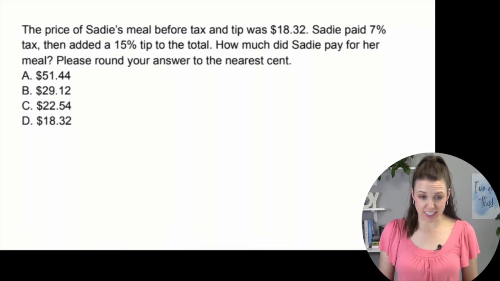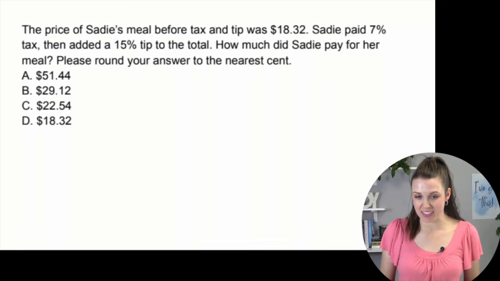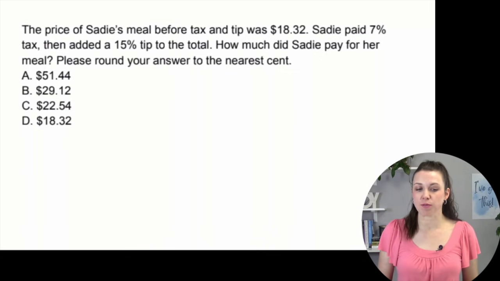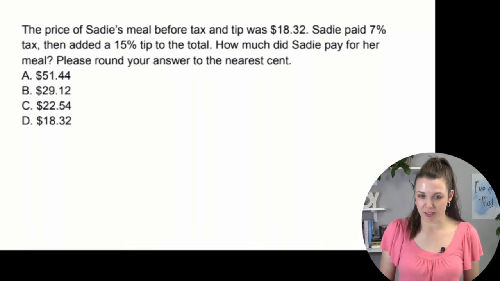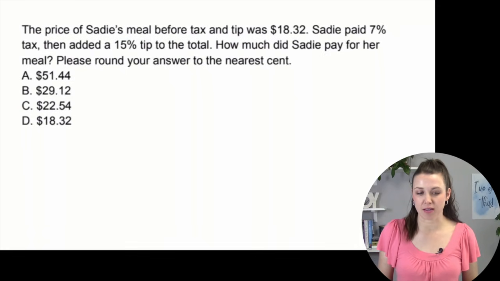The price of Sadie's meal before tax and tip was $18.32. Sadie paid 7% tax, then added a 15% tip to the total. How much did Sadie pay for her meal? Please round your answer to the nearest cent.